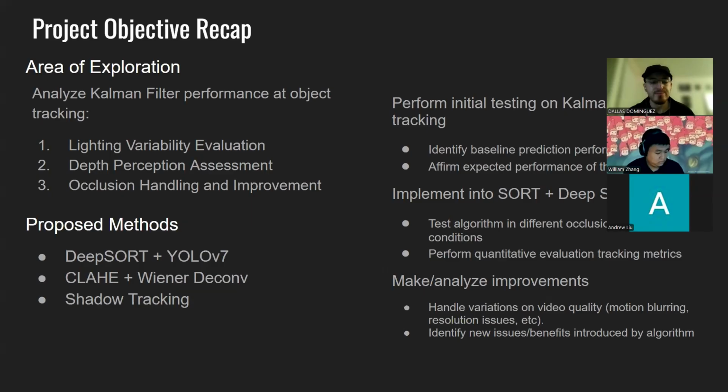To quickly go over the scope of our project, we wanted to perform a thorough analysis of the Kalman filter in three ways: lighting, movement depth, and obstruction handling for object tracking. After performing some initial testing on our filter build, we were looking at making improvements to its handling of object inclusion through the implementation of deep sort and other alternative methods to object tracking.